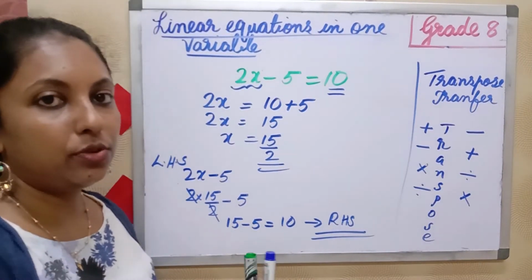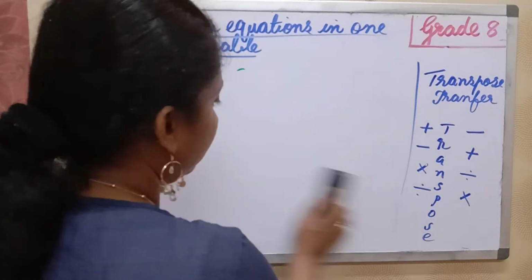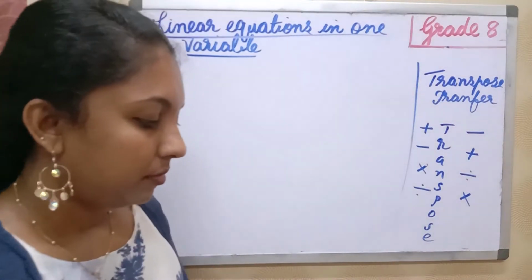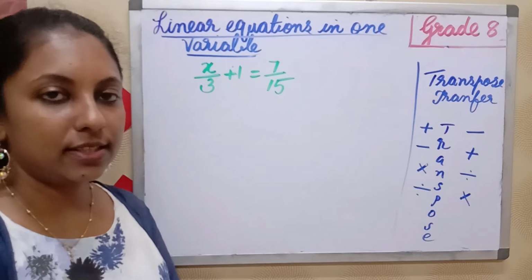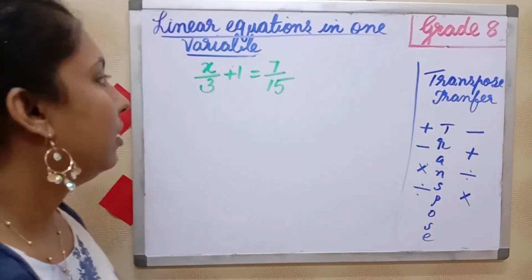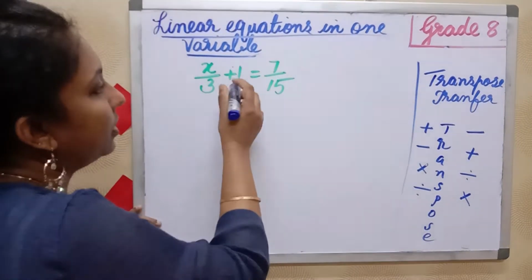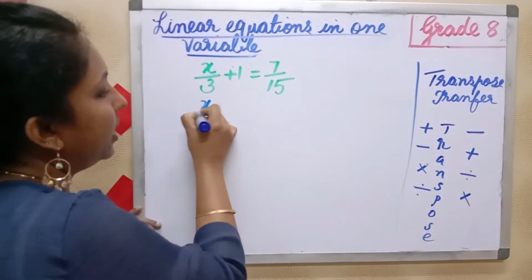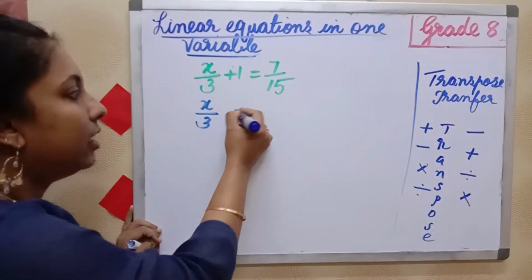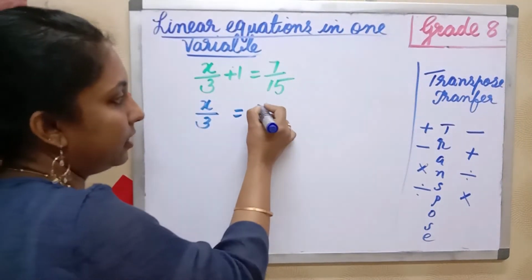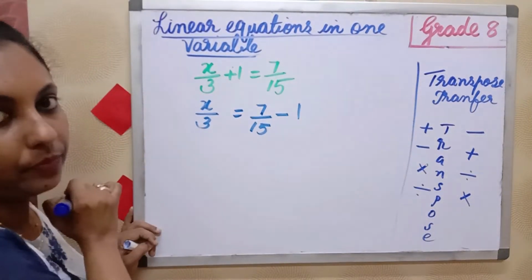Now we can do a few questions from the textbook. Next question. x by 3 plus 1 is equal to 7 by 50. We have to find the value of x. So first, variables on one side, constants on the other side. x by 3 is here, plus 1 transpose to RHS. So 7 by 50 minus 1.